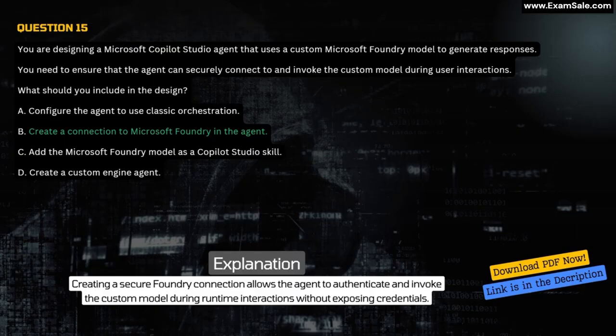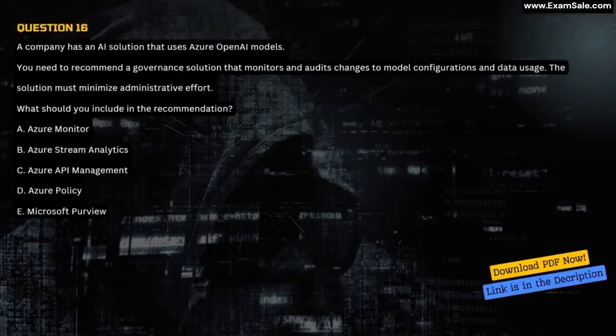Question 16. A company has an AI solution that uses Azure OpenAI models. You need to recommend a governance solution that monitors and audits changes to model configurations and data usage. The solution must minimize administrative effort. What should you include in the recommendation? A. Azure Monitor. B. Azure Stream Analytics. C. Azure API Management. D. Azure Policy. E. Microsoft Purview.